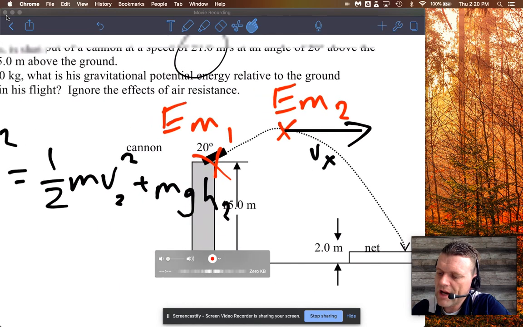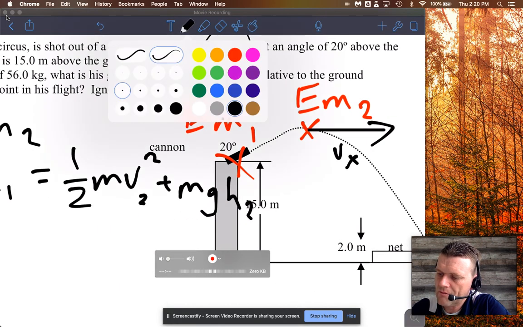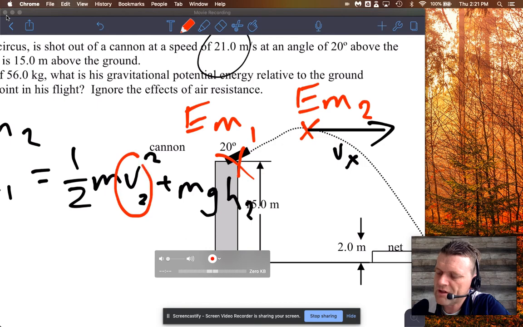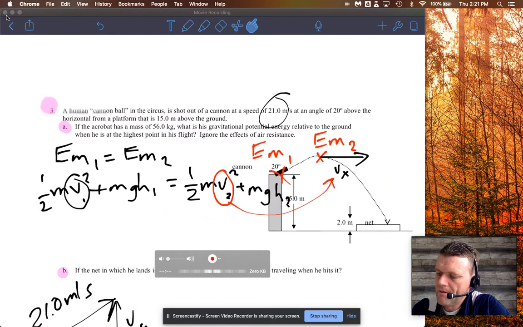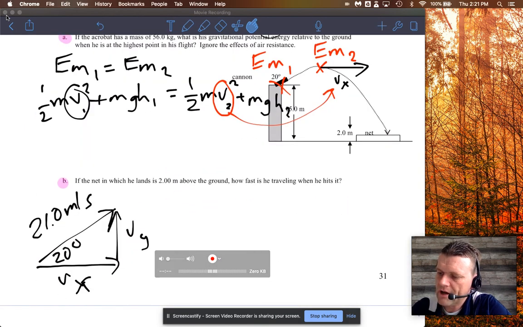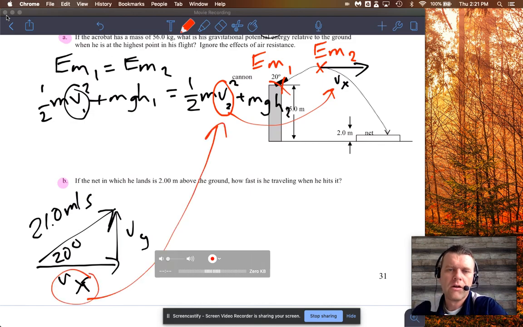So the second velocity, that's what I'm trying to help you see here. This second velocity is going to be Vx. So you would have to find that Vx from right here and then put it up there, and that would help you solve for EM2.